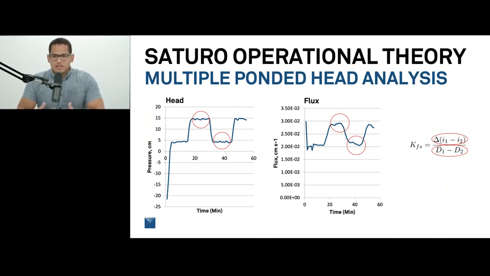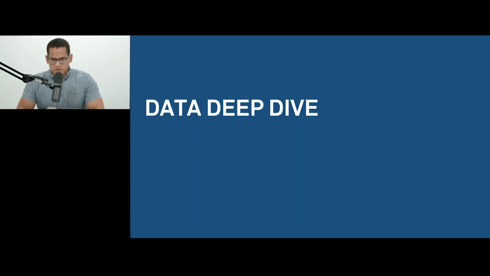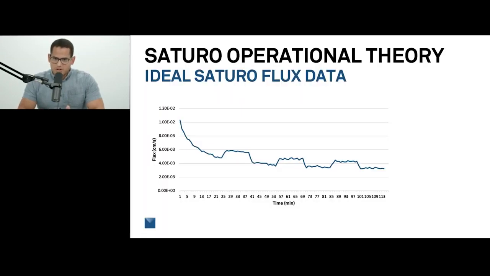So that's great. Now, how does that look in application? What do the data from that actually look like when we're making measurements? So let's do a deep dive into what those data look like. And of course, we're going to start with an ideal measurement. So this is what an ideal typical measurement is going to look like from the multiple ponded head analysis approach from a tool like the SATURO.